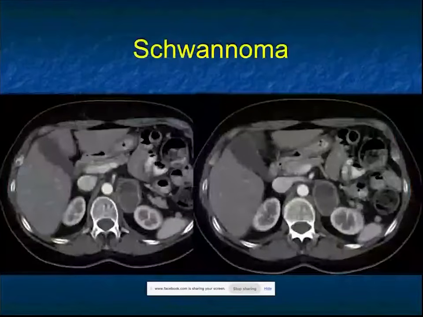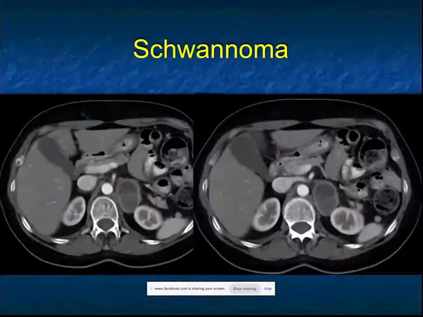This was removed. There was a schwannoma. Schwannomas can be low density. They can have a slightly enhancing rim. This is a really, really tough call. I don't think anyone's going to leave this lesion behind. No one's going to biopsy it. The right treatment is what was done, taking it out. But what a great case.